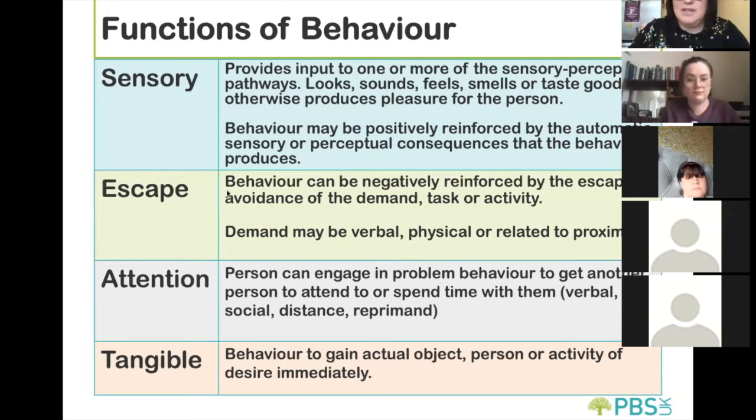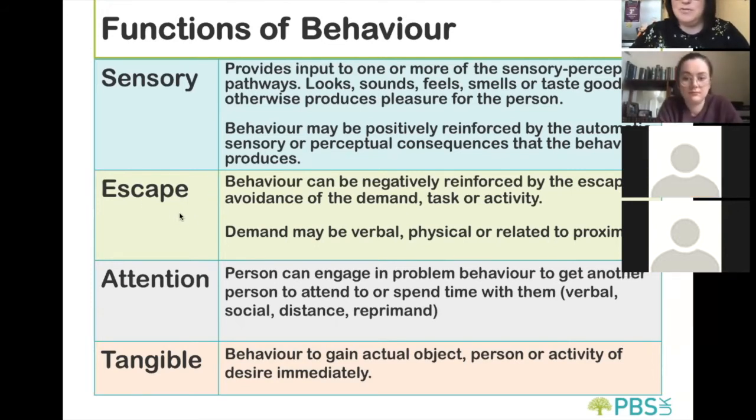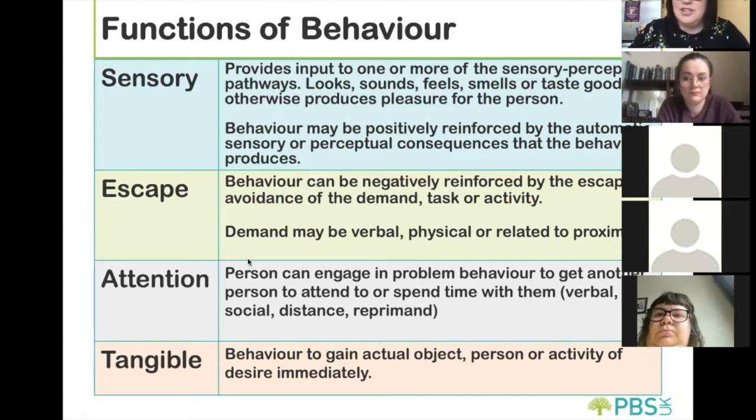Escape would be where someone is engaging in a behaviour to escape or avoid something that they're finding particularly difficult. Obviously attention is when the person maybe is engaging in a behaviour to gain access to interaction or response, some kind of preferred person potentially. And the tangible function is where someone is maybe engaging in a behaviour to gain access to an object, person, activity that they particularly enjoy or desire at that moment in time.